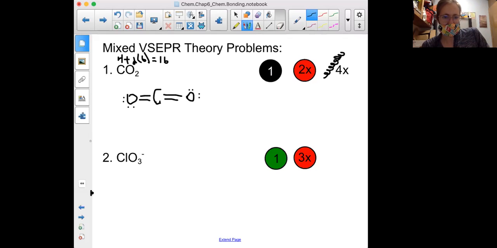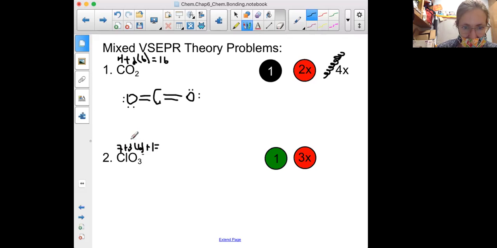Okay. Let's take a look at ClO3 minus. So chlorine has 7, and we have 3 oxygens at 6 each. So 3 times 6, sorry. And then that minus charge means you're going to add 1. We get a total of, all right, so we have 18. 18 plus 7 is 25, 26. We have 26 valence electrons.